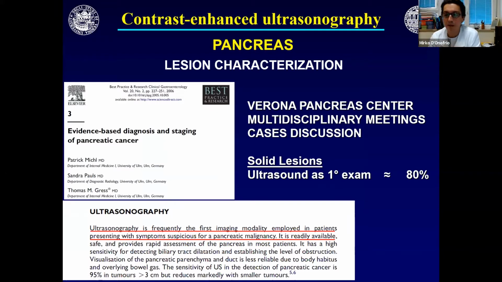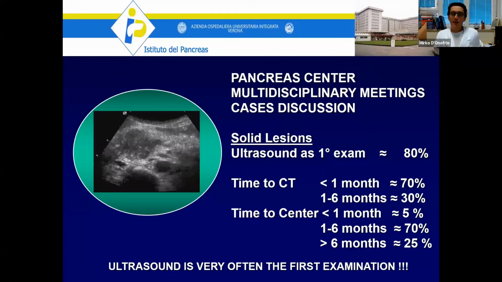problem of solid lesion in the pancreas in quite the majority of the cases. So ultrasound is the method that identifies the problem at the beginning. Unfortunately, if we go deep in the results of this review, you can see that time to CT, for example, is sometimes very long. So because the ultrasound examination can be not so clear, the findings, but also the report sometimes.